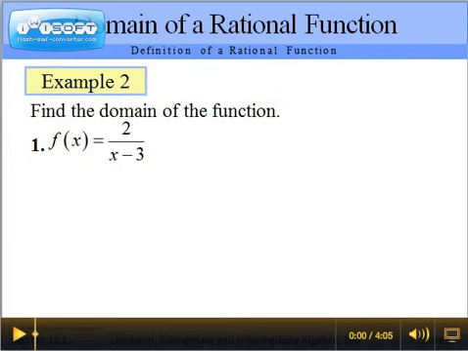Now we want to find the domain of the function. The domain of a function is all the values that can be evaluated at the function. So in the case of a rational function, the values excluded from the domain are those that make the denominator equal to 0, since any number over 0 is undefined. So we need to figure out what makes the denominator 0, and that value is not in the domain of my function. So I'll take my denominator and set it equal to 0.